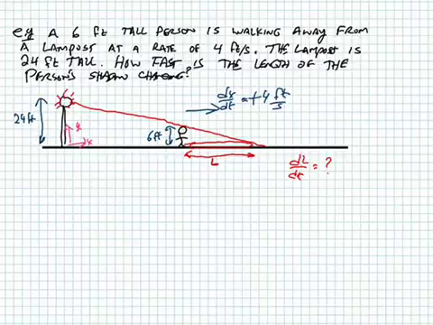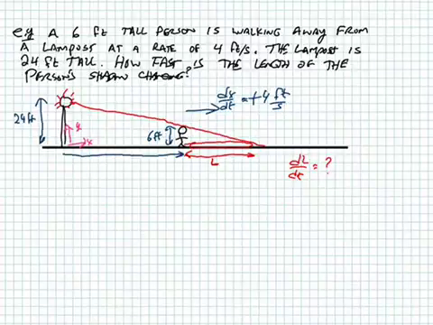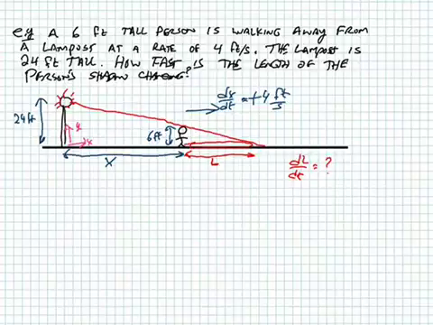And again, like last time, from the lamppost to the person, I'm calling that x. And I have to call it x because the rate that the person's walking away is plus 4 feet per second, which means that this x is changing plus 4 feet every second.